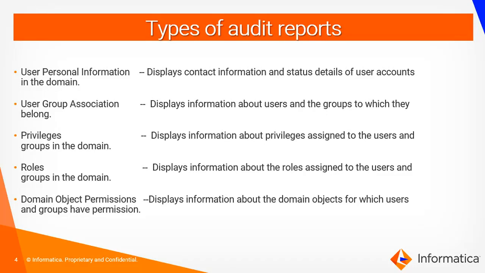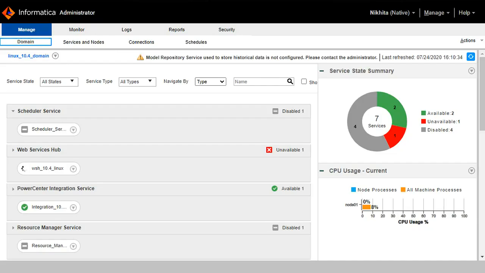Third one is privileges. This will provide the information about the privileges assigned to the user or a group. Fourth one is roles, which will give the information about the roles assigned to the users. And last one is domain object permission. This will give information about the domain objects for which users and groups have permission. Now we will see how to generate audit reports.